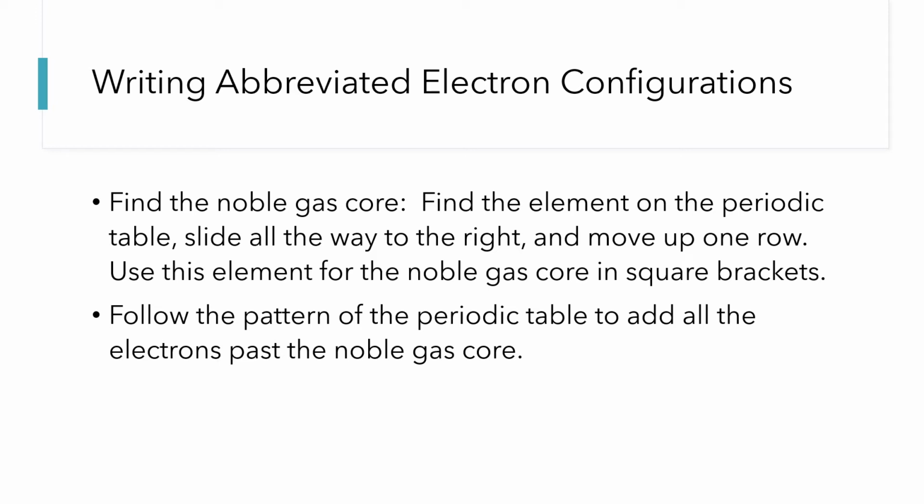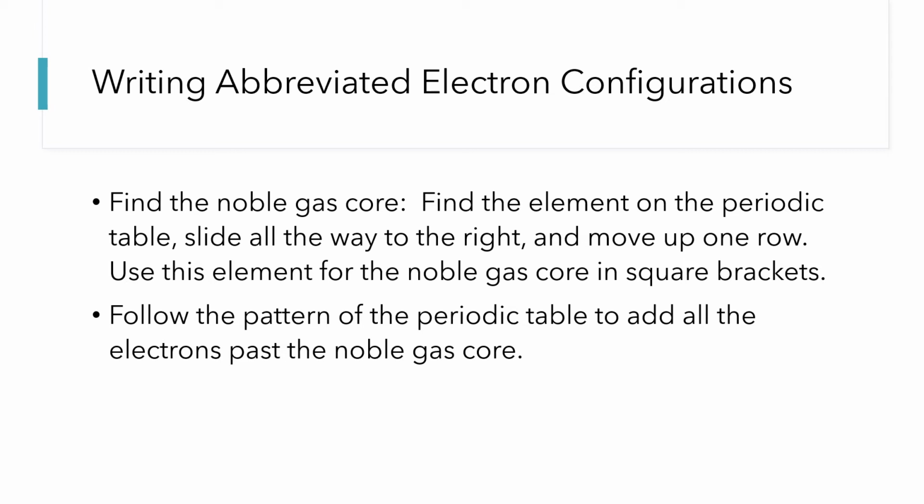So if you would look at your periodic table and find iridium there at atomic number 77, then what I'd like for you to do is slide all the way to the right where the noble gases are in the periodic table, and you will see that it's on the same row as radon. Radon is not our noble gas core. We have to go up one row to find it, which puts us at xenon. The noble gas core has to have fewer electrons than the element for which we are writing the configuration. So that's why we have to move up one row.